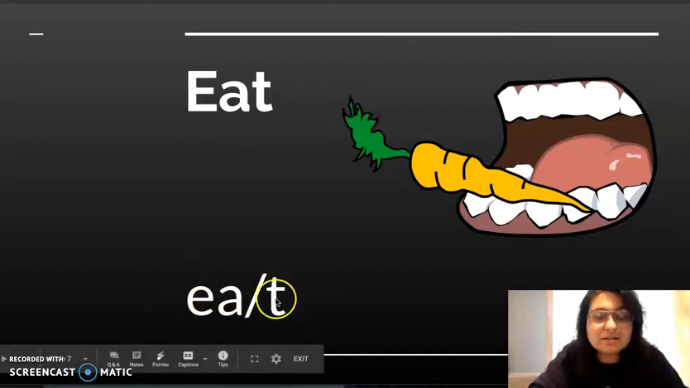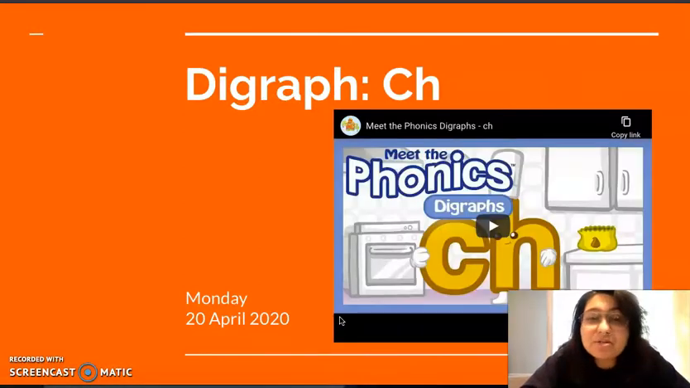E, t, eat. So we have three letters, EAT, and there's two sounds, E slash, and then t, eat. All right. Now, we're going to do our digraph CH today.